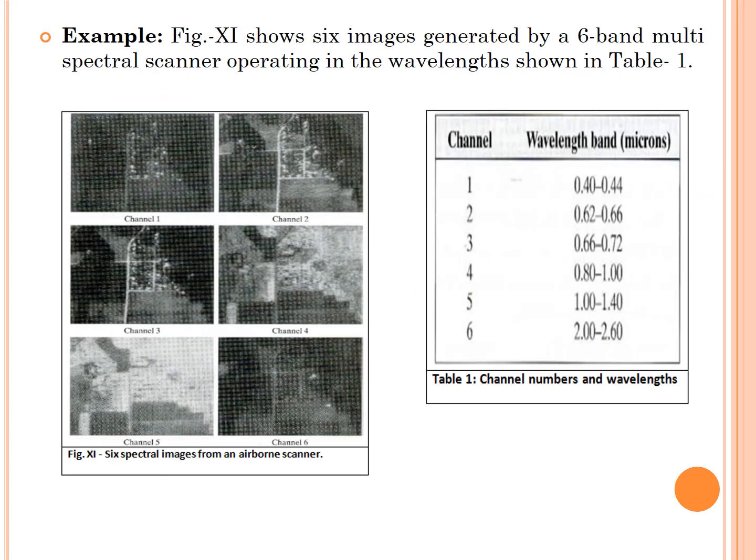Here, this figure shows 6 images generated by a 6-band multispectral scanner operating in the wavelengths as shown in table 1. The figure shows 6 spectral images from the airborne scanner, whereas table 1 shows channel numbers and wavelengths.